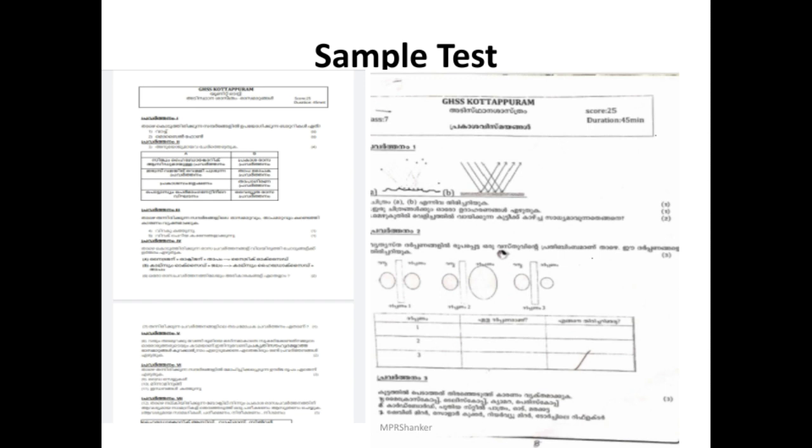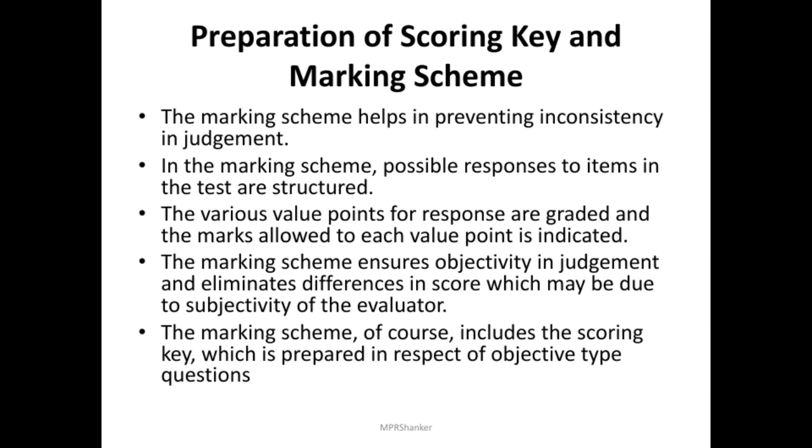After preparing the test paper, the next step is preparation of the scoring key and marking scheme. This is for ensuring consistency in judgment. That is, it reduces inconsistency in judgment. Making the evaluation of the test paper more objective is the purpose of preparing the scoring key and marking scheme.